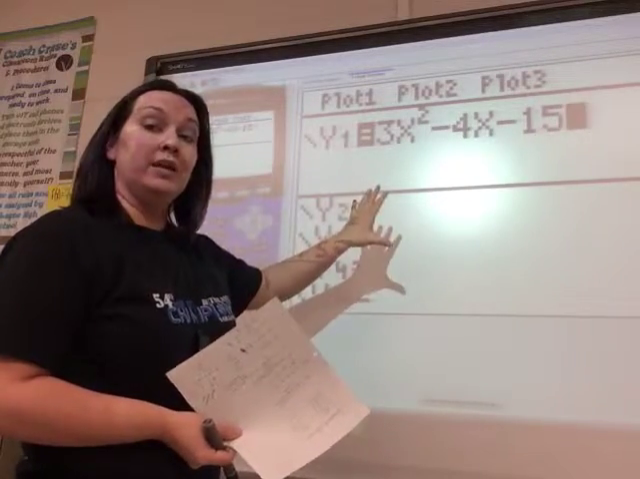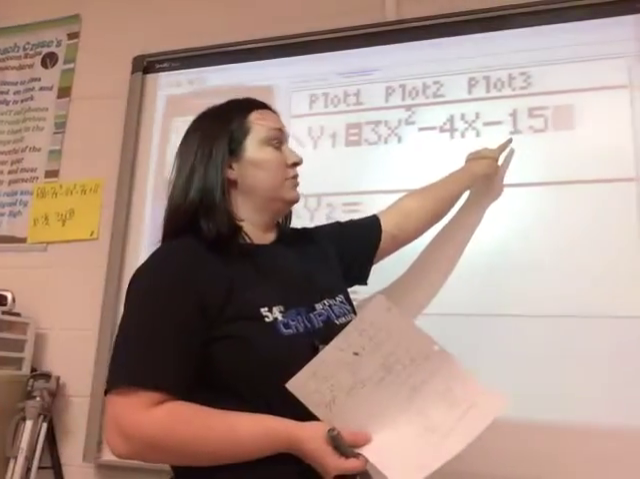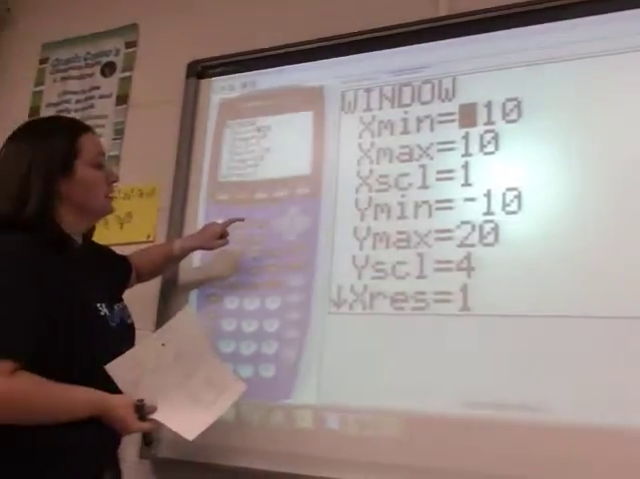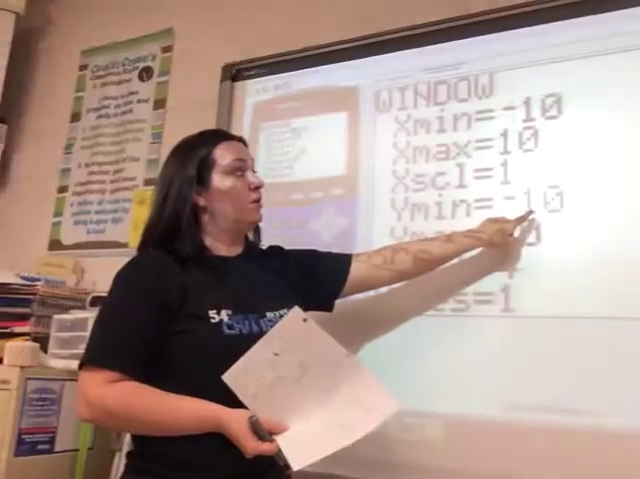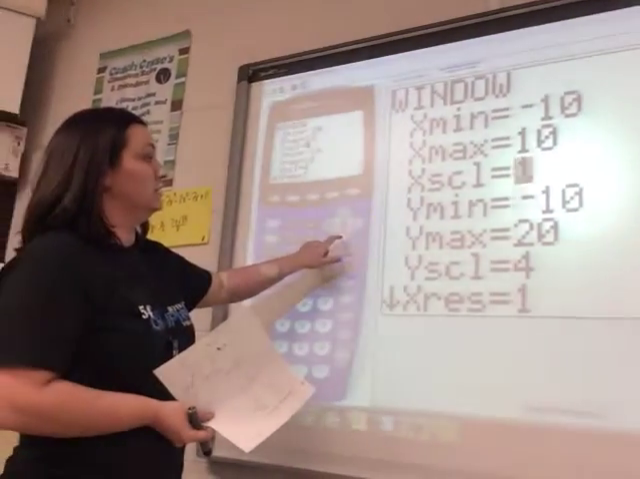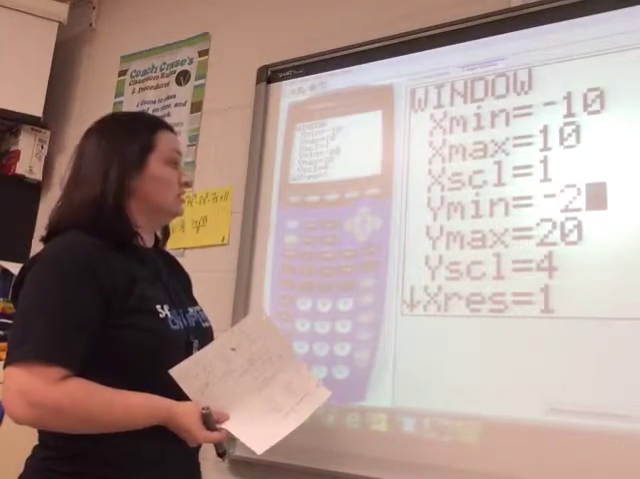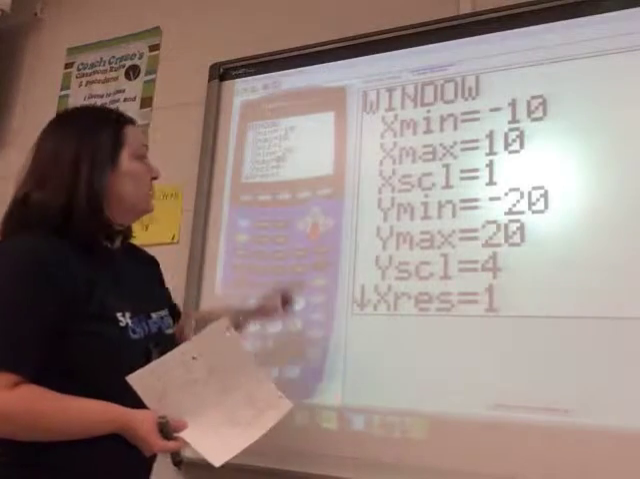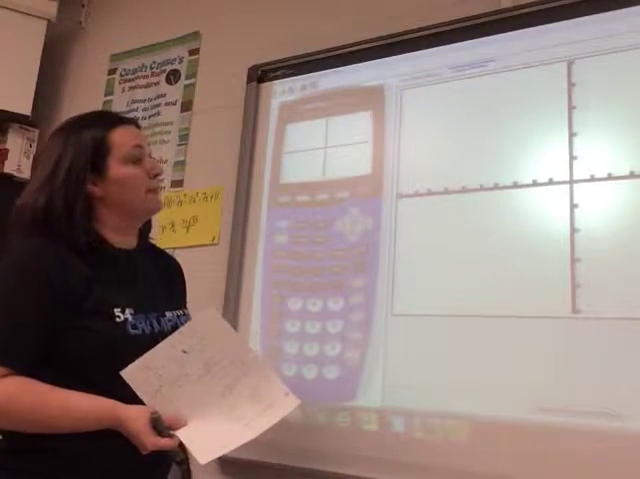Now I need to play with my window because I know that my y-intercept is negative 15. So my y-min right here needs to be smaller than negative 15, but a larger number for most kids. So negative 20, let's say. My max is at 20, that's fine. I'm going to count by 4, that's fine. Let's look at the graph now.